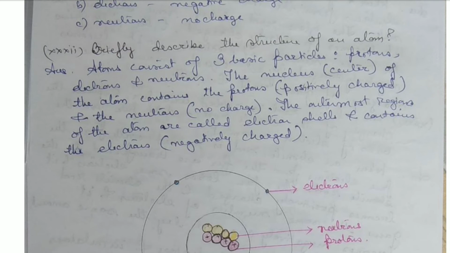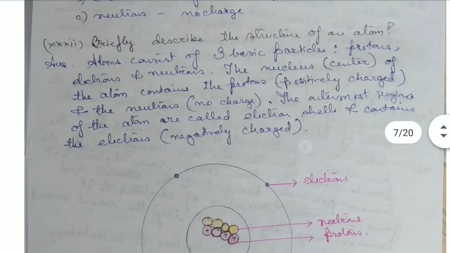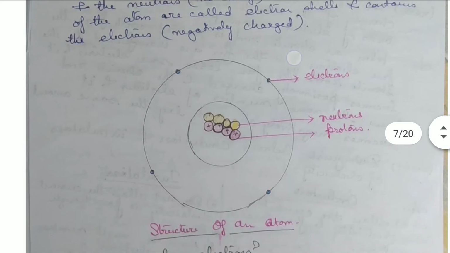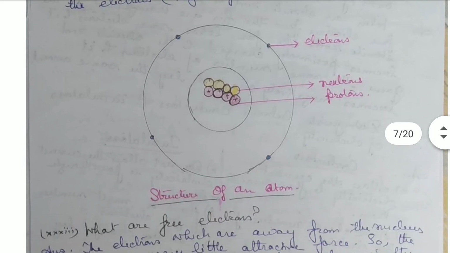The outermost region of the atom contains the electrons. That is the shell which has the electrons revolving around the central portion, that is the nucleus of the atom. These electrons are negatively charged. So this is the diagrammatic representation of an atom. See, these are the electrons which are moving in the electron shell, and at the center portion there is the nucleus, which has neutrons and protons.